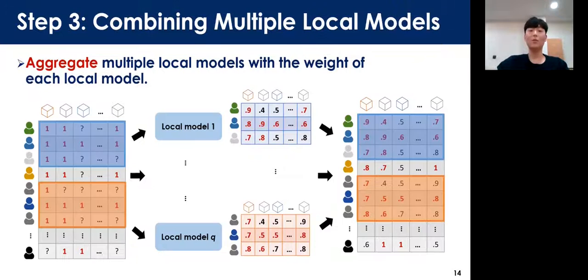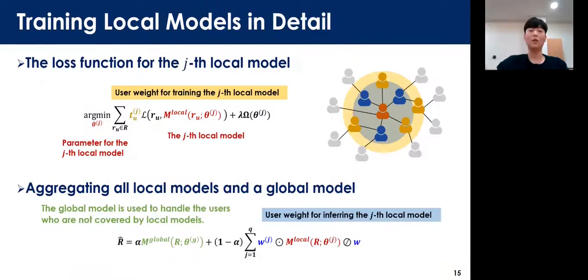After training the multiple local models through step 1 and step 2, we aggregate the local models with the weights of each local model. The weights are based on the similarity calculated in step 1. The loss function for a local model and prediction function is as follows. We train the local models with user weights, which are calculated in the expanded local community. And we aggregate the local models with user weights, which are calculated in the smaller local community.